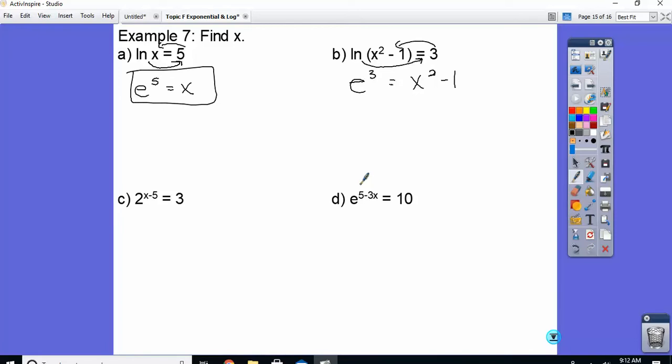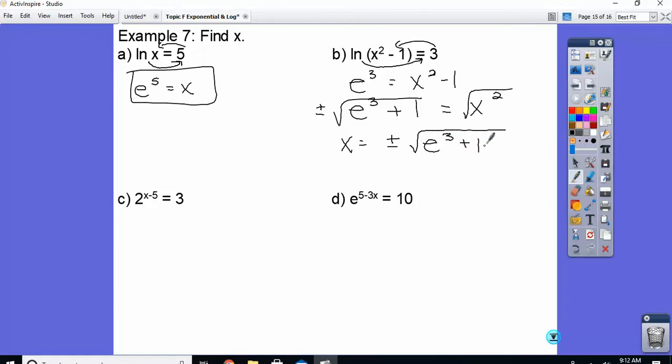Then what? Add your 1. I'm just going to leave e to the third as e to the third because we won't have a calculator on the test, so you're not going to turn this into some decimal. You're just going to leave it like that. How do you get rid of a square root? When you add a square root, what else do you need? So x is plus and minus the square root of e to the third plus 1.